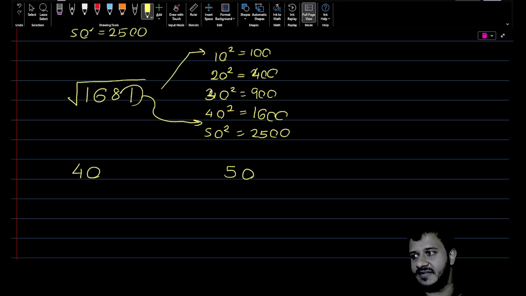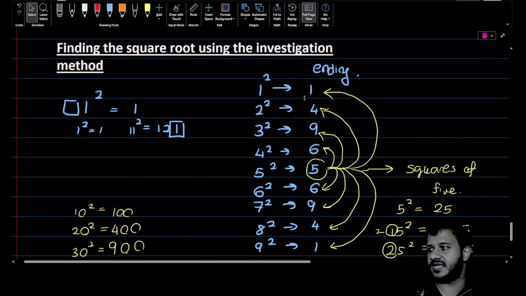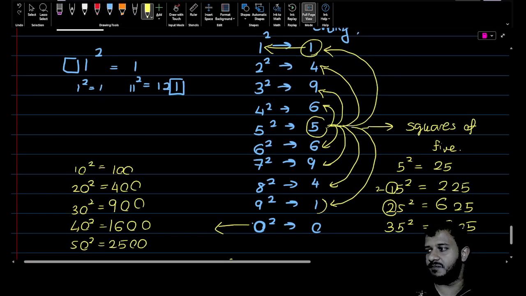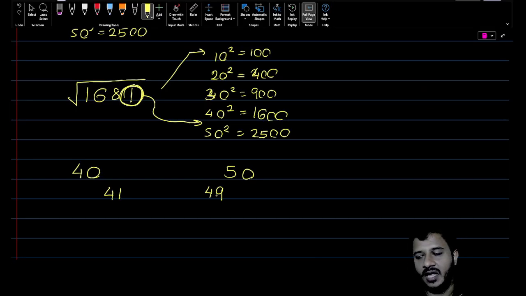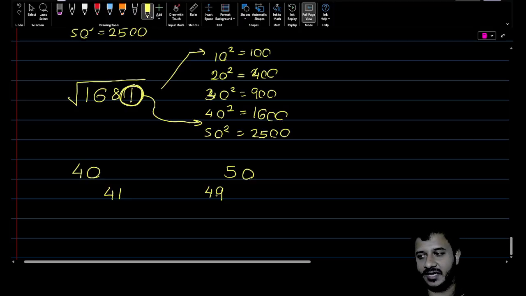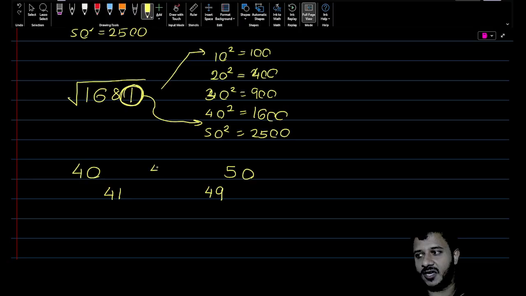But this number is ending with a 1. Ending with a 1 only happens for what type of numbers? Ending with a 1 only happens for numbers finishing with a 1 or numbers finishing with a 9. So ending with a 1 will happen only for 41 or 49. Now, how can we figure out whether it's 41 or 49? Very easy. First, figure out what is the value of 45 square.